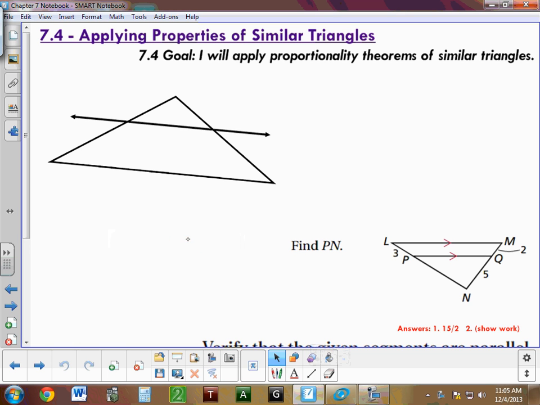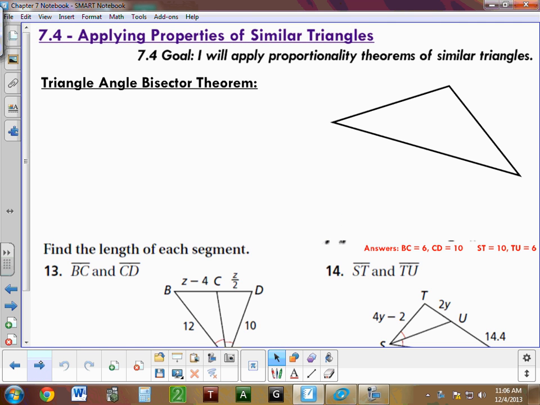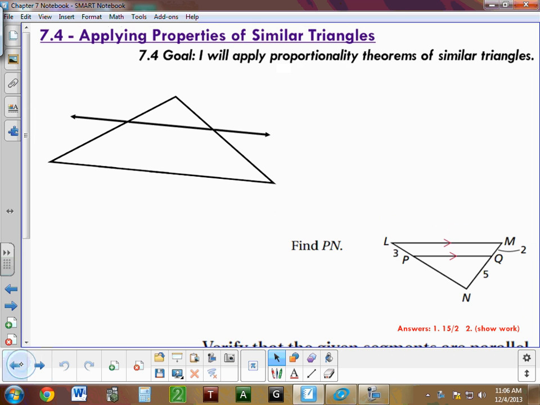Hey everybody. All right, we're in section 7.4, which is applying the properties of similar triangles. And so there's some proportionality stuff in this section that we're going to go through, and a few different properties. So there's one on this slide, there's one on this slide, and there's one on this slide. And I think that's it. So there's three different properties that we're going to do.